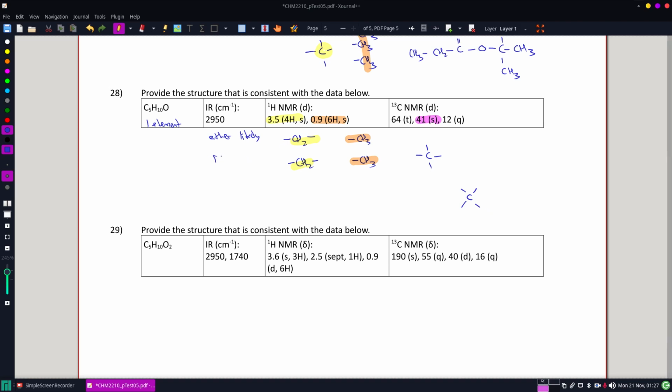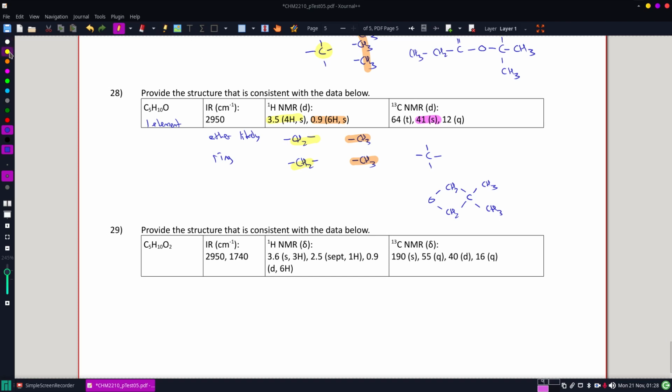I'm going to make a ring to take care of that element of unsaturation and explain why I'm not seeing anything useful here. So I have a CH3 here and a CH3 there, these two, and then a CH2, CH2, and they're connected to that O. 1, 2, 3, 4, 5. 1, 2, 3, 4, 5. That's all of our atoms.